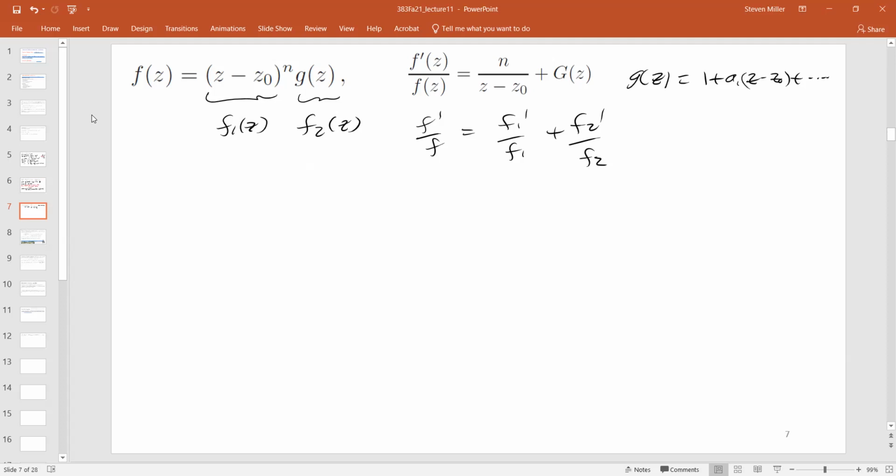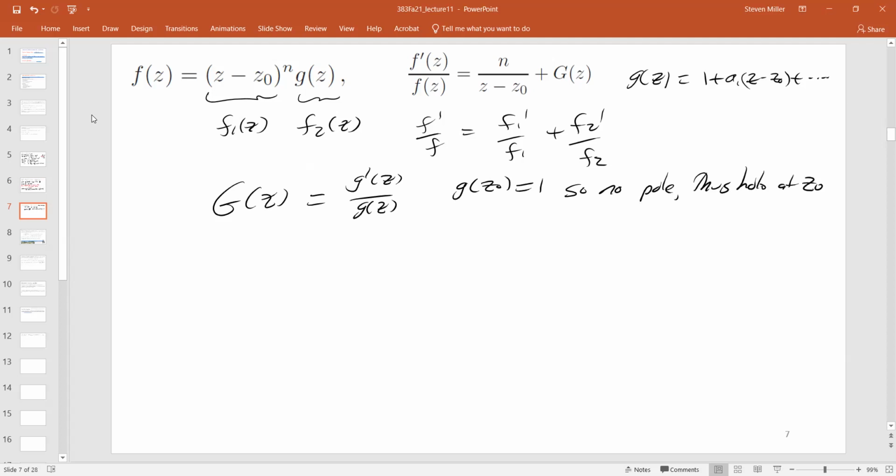The other one is a little bit more involved, but the key thing to note is g of z is holomorphic at z naught, and it has a constant term of 1. So when I look at the derivative, g prime over g, it's still going to look nice. It's not going to have a pole. g prime of z over g of z: g of z naught equals 1, so no pole. Thus, it's holomorphic at z naught. So in a small neighborhood of z naught, if I look at f prime over f, it's essentially n over z minus z naught.